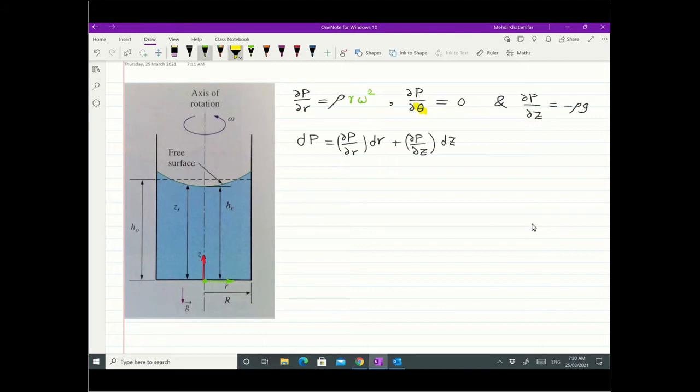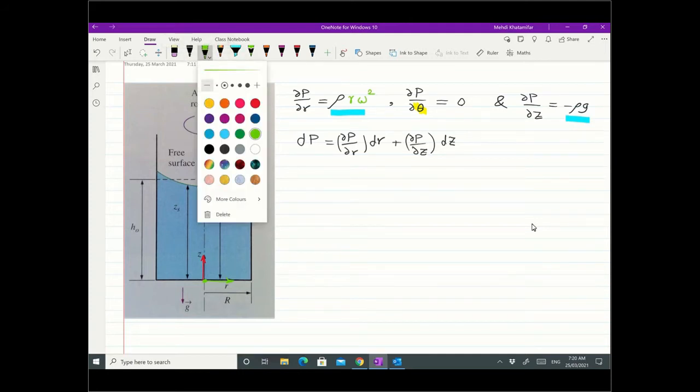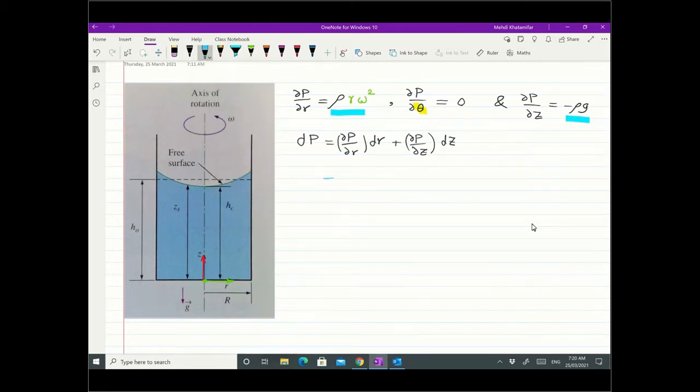So let's plug in the numbers we already found, because we found the derivative of p over r, this value, and for z this value. If I plug those numbers in, I'm going to have rho r omega square, and for dp over dz it is going to be negative rho g. Here I'm going to have dr and dz, and it's going to be dp.